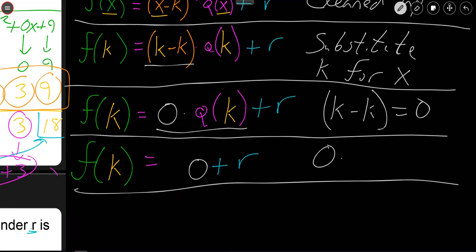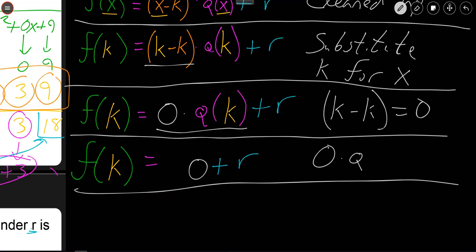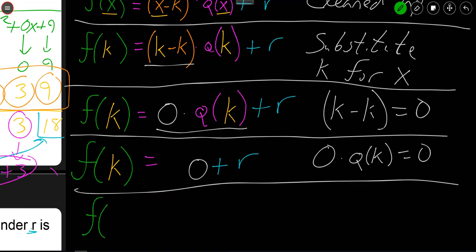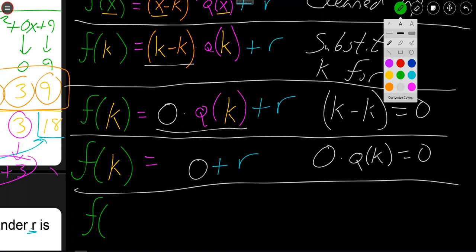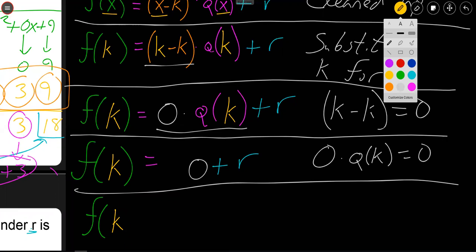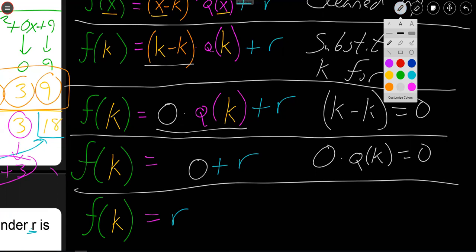Oh, I forgot to put my reason for this current step. So the very last step, I get f of k equals r, because 0 plus r equals just r.